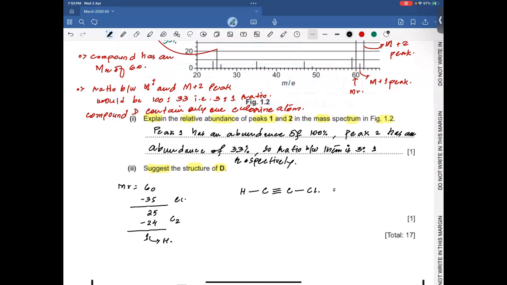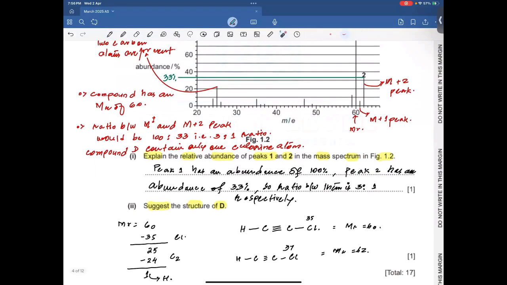The Mr of this compound is going to be 60. First thing. If chlorine is 35, what if chlorine is 37? Then obviously Mr is going to be 62. And that's your M+2 peak, which has already been given.